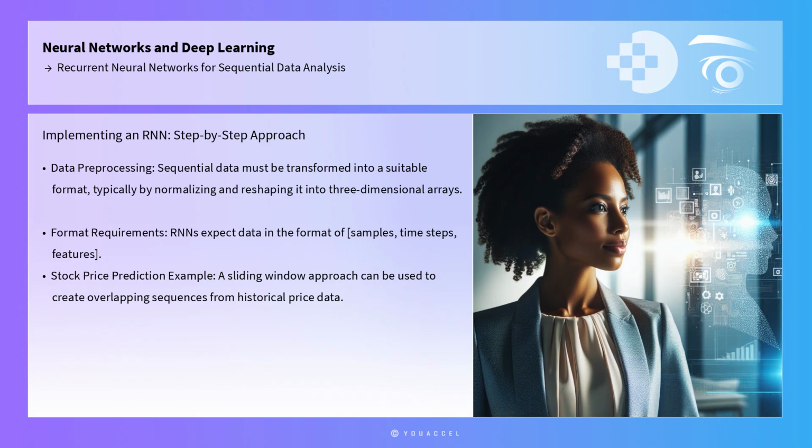A step-by-step approach to implementing an RNN begins with data preprocessing. Sequential data must be transformed into a suitable format, typically by normalizing and reshaping it into three-dimensional arrays that RNNs expect: samples, time steps, features. For example, in a stock price prediction task, a sliding window approach can be used to create overlapping sequences from historical price data, where each sequence serves as input to the RNN. This method allows the model to learn patterns in the data that can be used for future predictions.